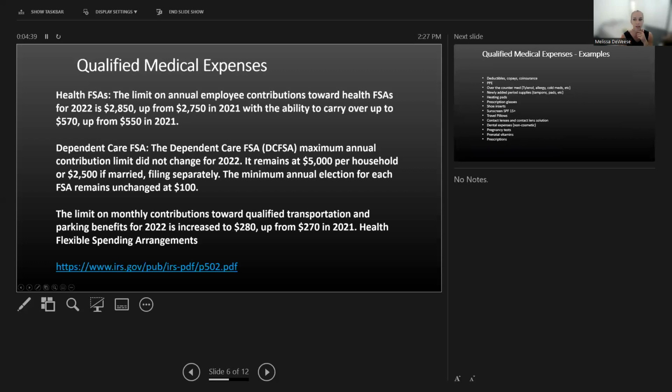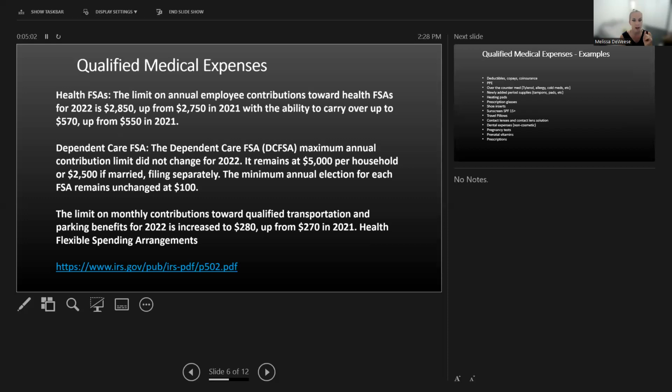So we've got the FSA, like off screen here. We've got the health FSA, the limit. There's a limit to what the employee can set aside. In 2021, in 2022, it was $2,850. Okay, so that's up from 2021.